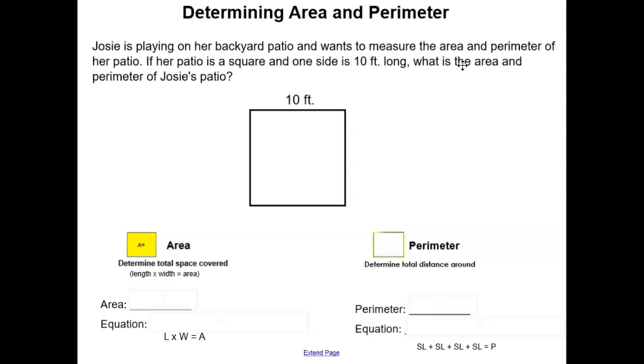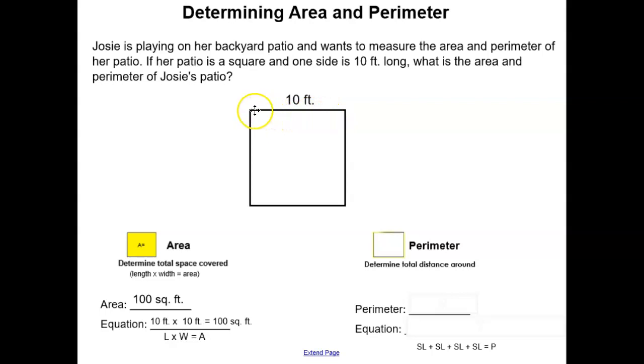Fantastic. Yes, each side length is equal to 10 feet because it's a square. And an attribute of a square is that it has 4 equal side lengths. What would my equation be to determine the area of the square? Yes, it would be 10 times 10, which is a benchmark that equals what? What is 10 feet times 10 feet? Yes, 100 square feet. So the total space covered by Josie's square patio is 100 square feet.